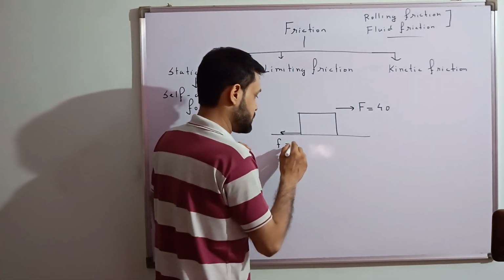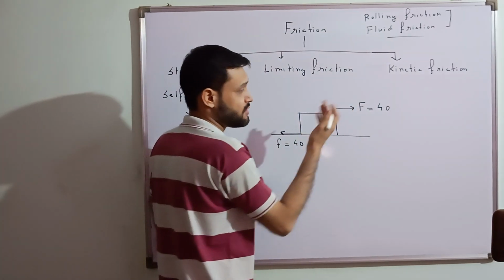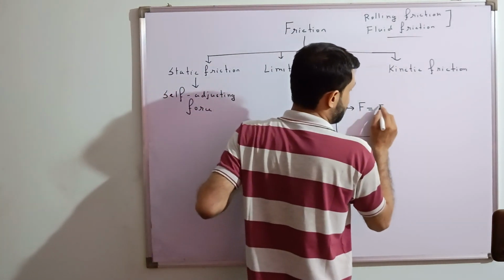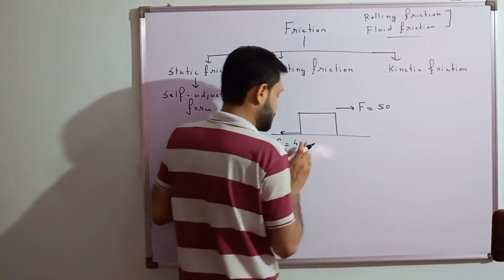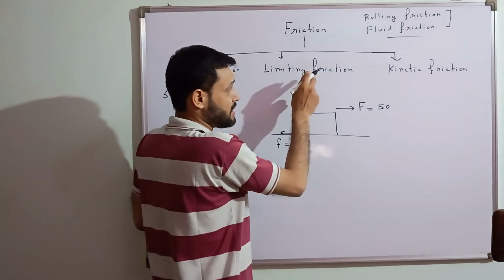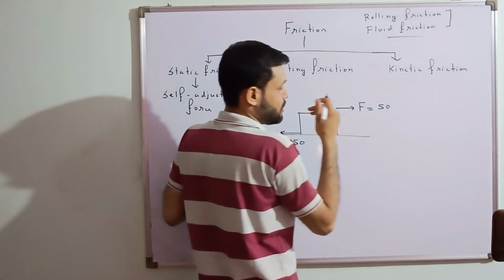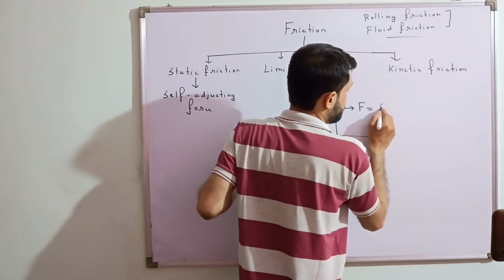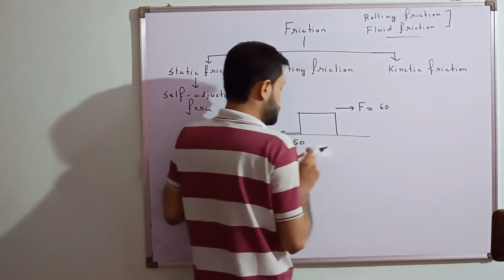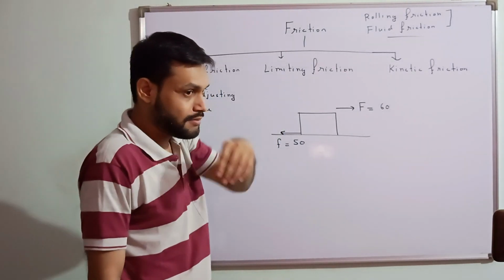40. Yes, and let's say the maximum limit of this surface is 50 Newton. If I apply a force of 50 Newton, then also the friction will become 50 Newton. Now 50 Newton is the maximum value, that is the value of limiting friction. And if I apply a force anything above 50, say 60 Newton, what will be the friction now? Then there is a net force.